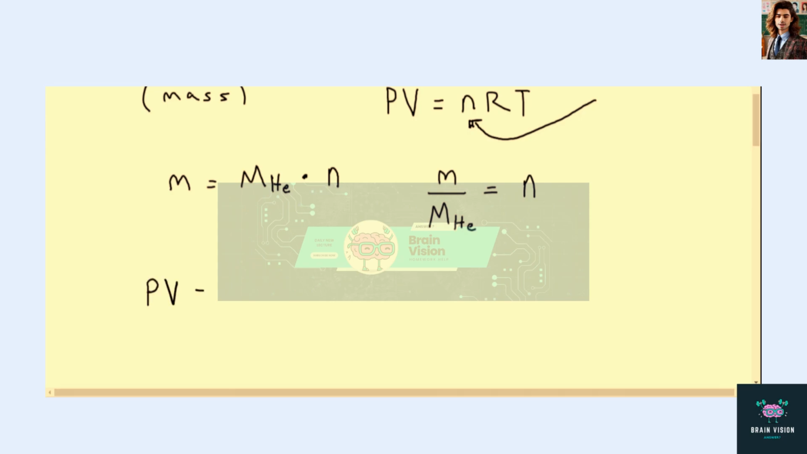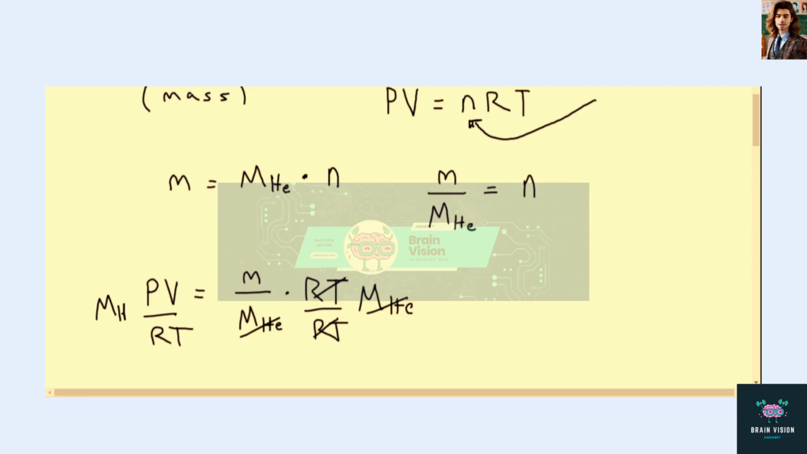PV equals little m over big M times RT. Then we're going to divide both sides by RT and multiply both sides by big M, and we will be able to solve for little m. So the mass is going to be equal to the molar mass of helium times the pressure times the volume over the ideal gas constant times the temperature.